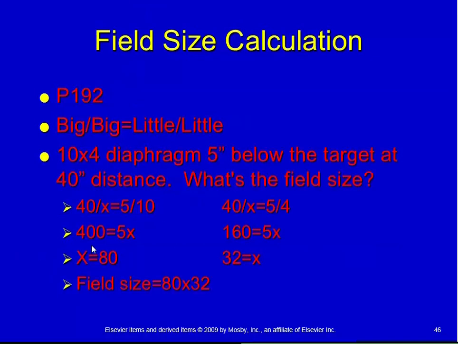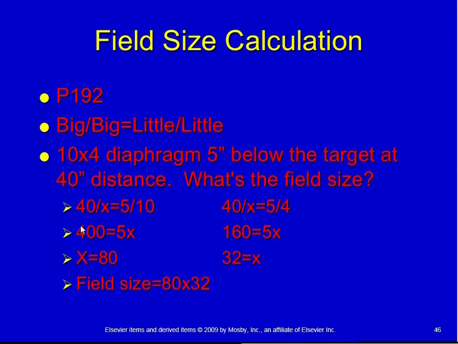To calculate projected field size, what you're setting up is basically what we call a ratio type problem. And a ratio is the ratio between the source to the diaphragm distance, that is the SDD that you see on page 192. We're comparing that to the source to image distance, and then we're comparing the opening size to the projected field size.